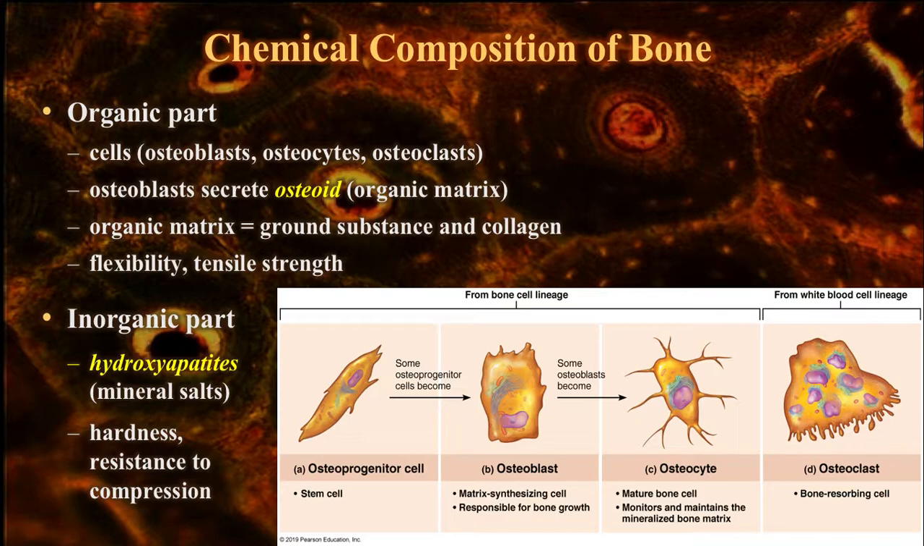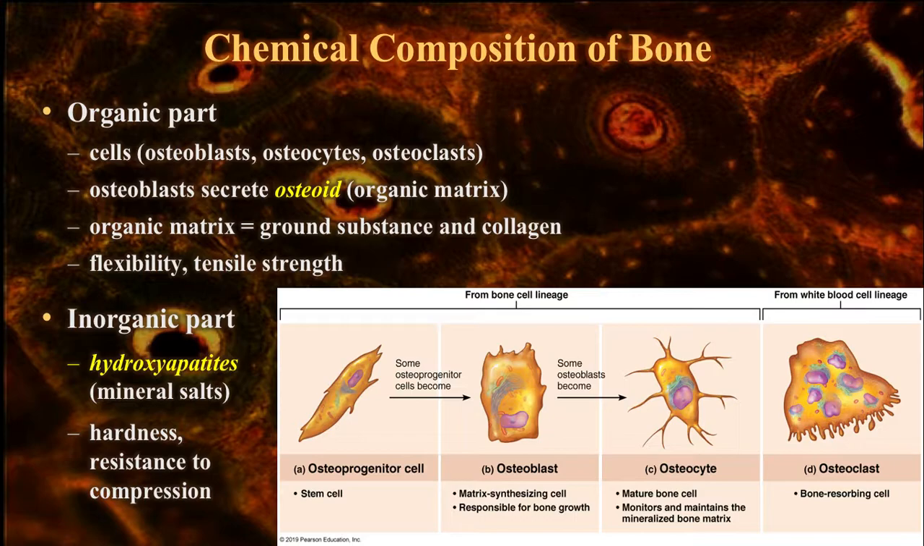inorganic part. Okay? And both of these are important to give you the structure of the bone. So first of all, the organic part. Our first component is cells. Okay, we've got a couple different types of cells. We have osteoblasts, osteocytes, and osteoclasts. We have talked about osteoblasts and osteocytes before.